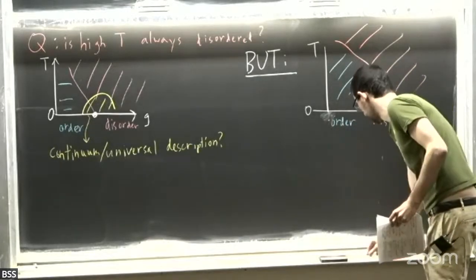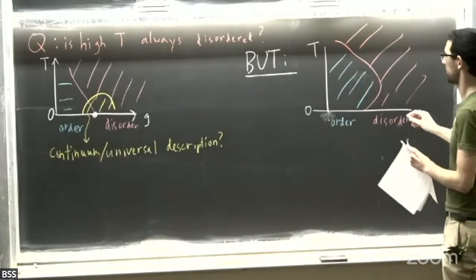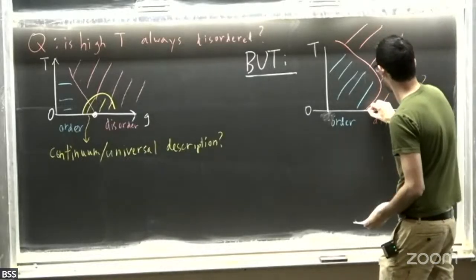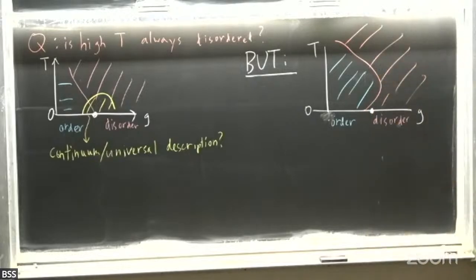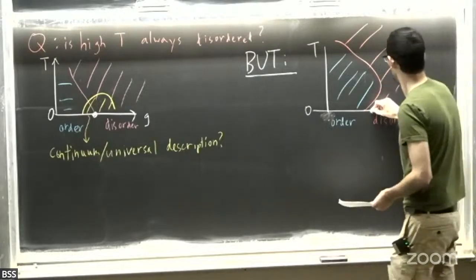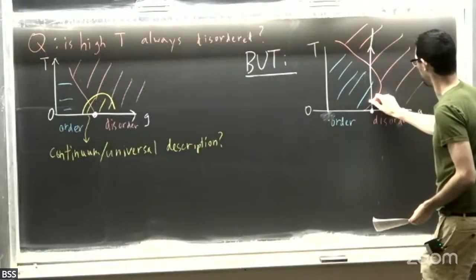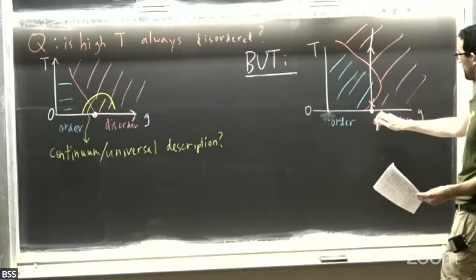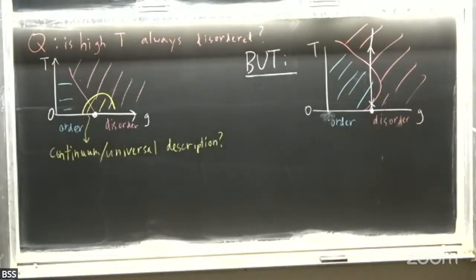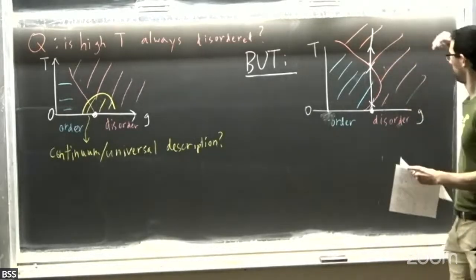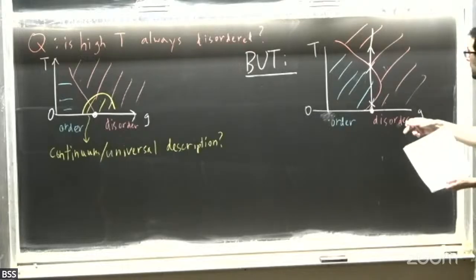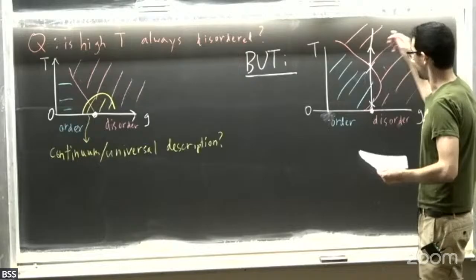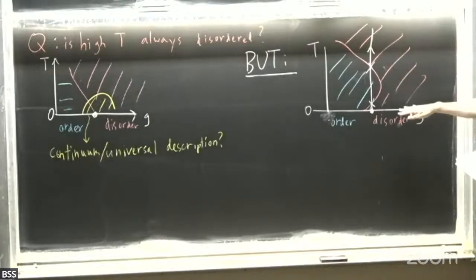Now let me imagine in this diagram that we start at this value of the coupling and heat the system up. If we do this, then we first cross this line, and we actually go from a disordered phase into an ordered phase. And then, of course, at higher temperature, we go back into the disordered phase. There are examples of this that I'll mention again in a moment.